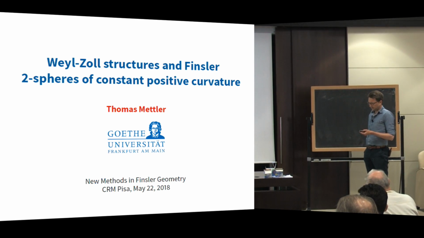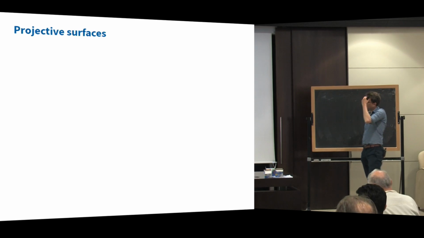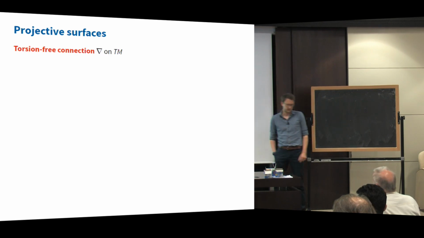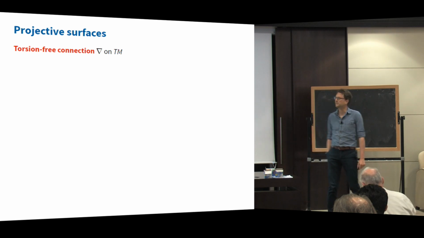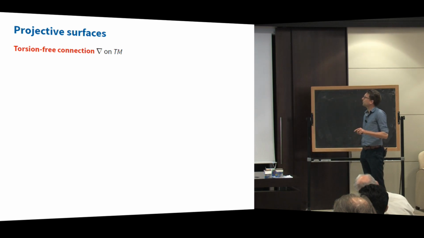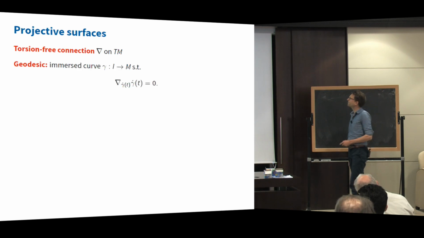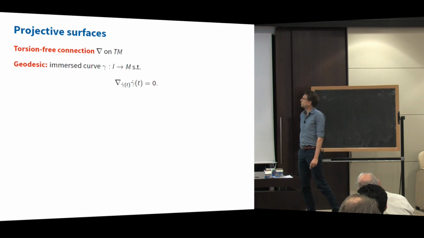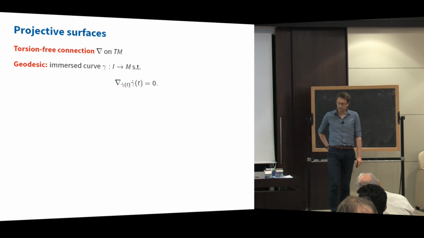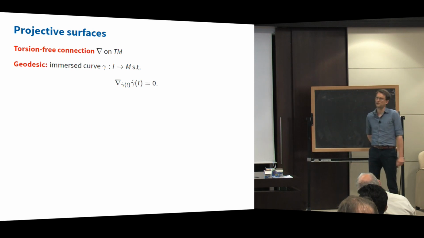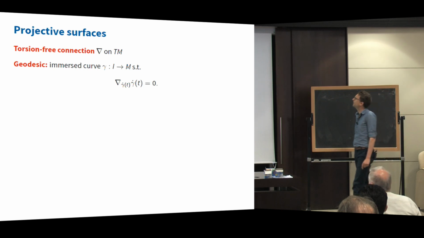But I want to take a different angle, starting at the other end, and that is in projective geometry. Throughout my talk, M will mostly be a smooth surface, typically oriented, and I want to look at torsion-free connections on the tangent bundle of that surface. If I have a torsion-free connection, I can of course talk about the geodesics: an immersed curve having the property that the velocity vector is parallel along the curve.